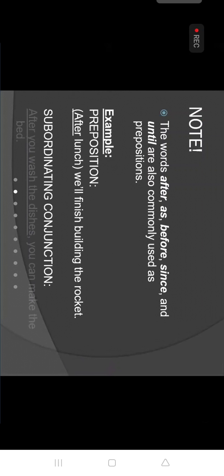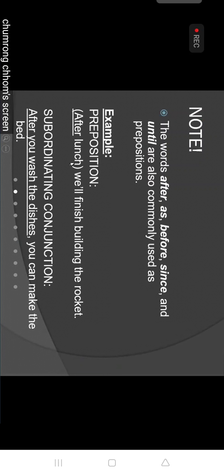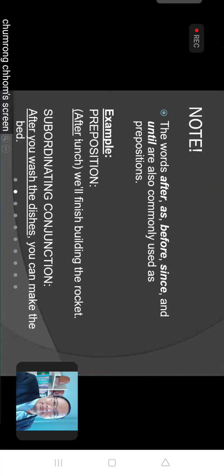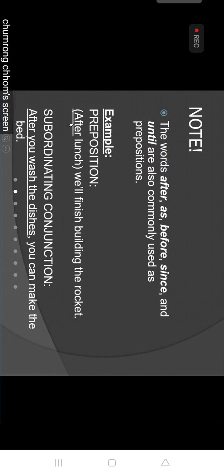So this kind of word can also function as a preposition. How do we know that? Easy. If they are used with a noun, you see, after lunch. After lunch here is not a clause, right? It's not a sentence. It's just a noun. So it is followed by a noun like this, and we call it a preposition. But how about here? After you finish the unit, this one starts with after and then plus what? Plus a noun or plus a clause? Which one? Clause.